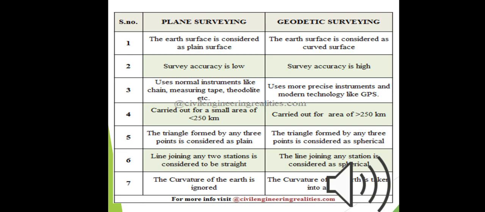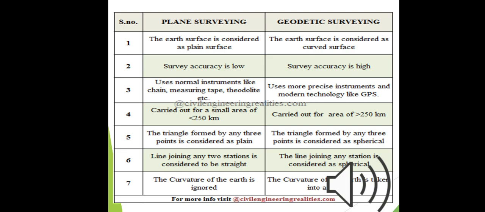Normal instruments like chain, measuring tape, theodolite are used in plain surveying, but more specialized instruments and modern technology like GPS are used in geodetic surveying. Plain surveying is carried out for a small area, that is less than 250 square kilometer, while the geodetic surveying is carried out for an area of greater than 250 square kilometer.